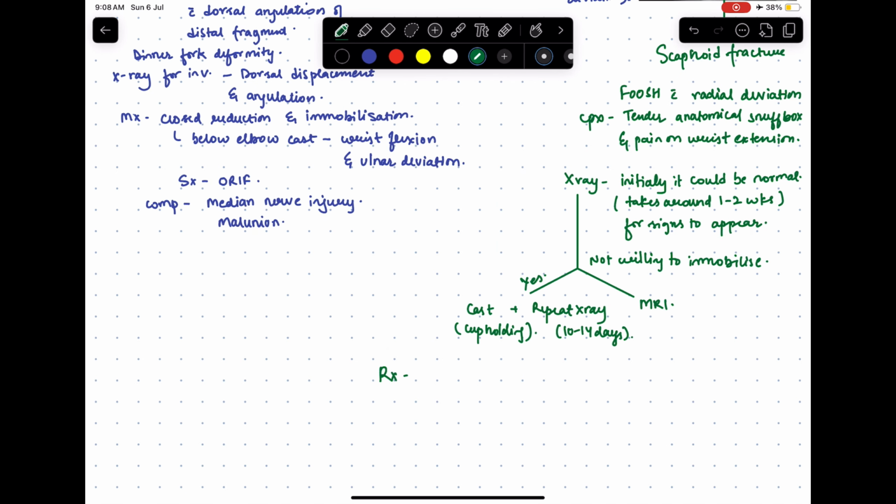So specific treatment for scaphoid fracture: if the patient is having an unstable injury, then open reduction internal fixation is the option that we have. Now if the patient is stable, then we can opt for specific casting and serial X-rays. That's for the treatment of scaphoid fracture.